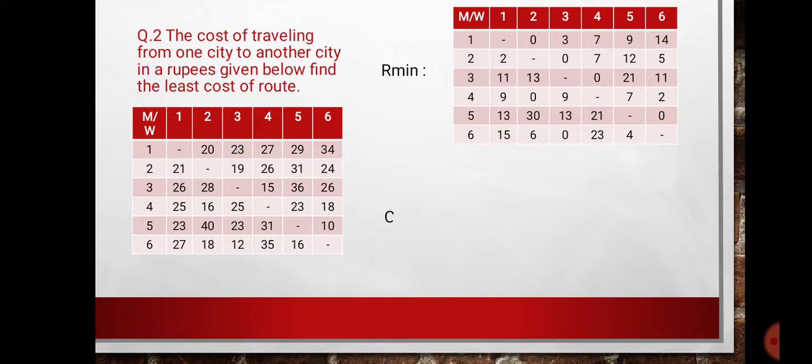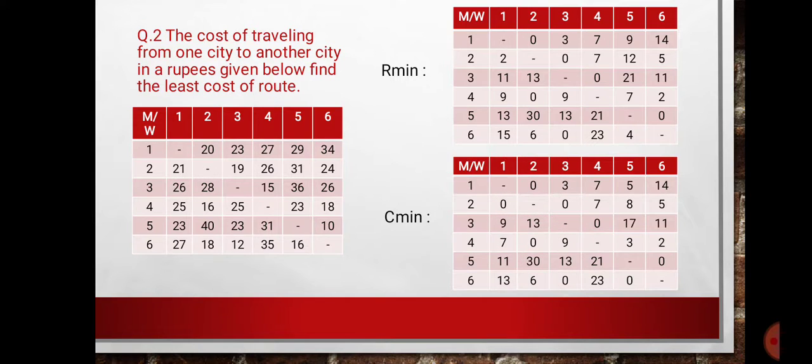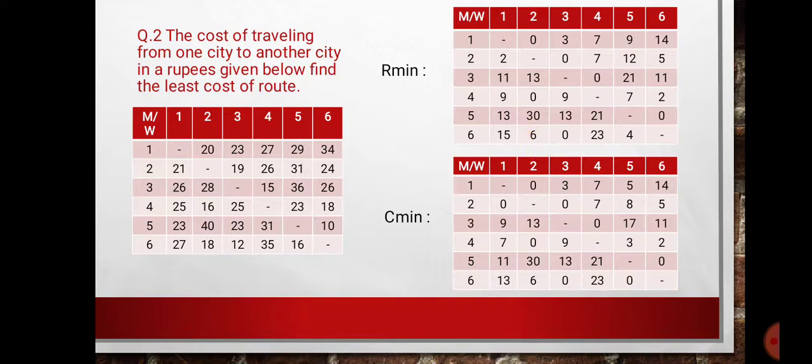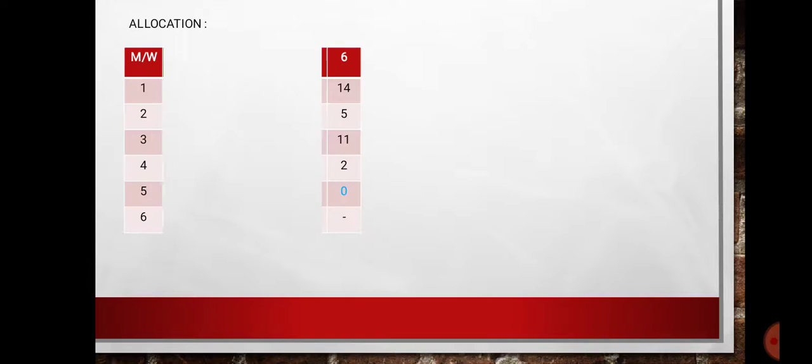Now calculate the C minimum. C minimum in the first column 2 is the minimum value, in the second 0, and in the third also 0, fourth 0, fifth 4, and sixth is 0. Then subtract these values. After C minimum we get the allocations.